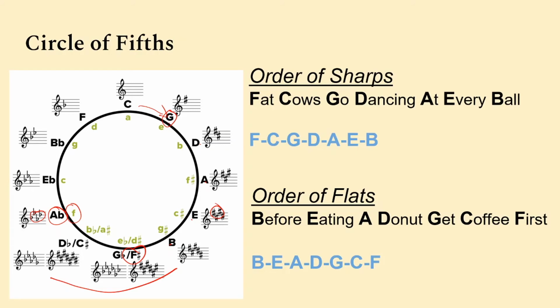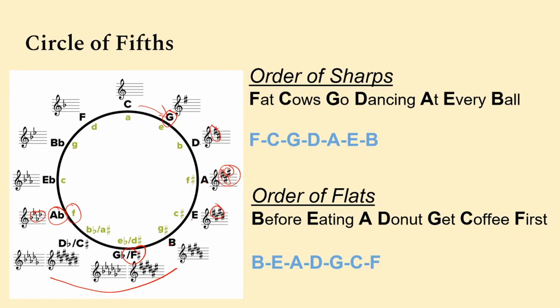Now we will go over which sharps or flats are in which key and how to determine the key from the key signature. As you can see, each key signature has the same sharps or flats as the key signature before it, plus another accidental. For example, A major has these 3 sharps, and these 2 sharps are also found in D major, and it has 1 extra sharp, which is G sharp.